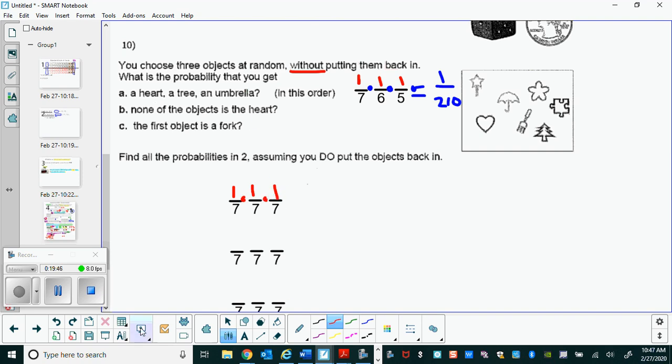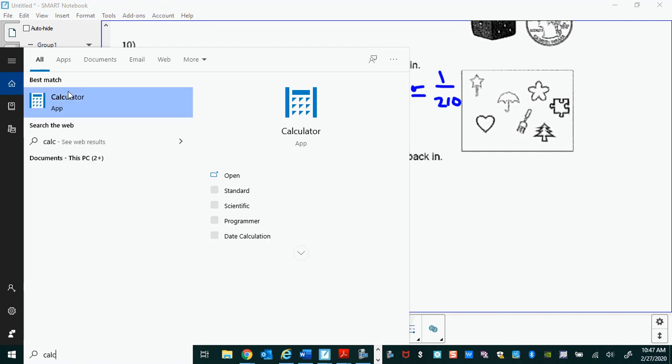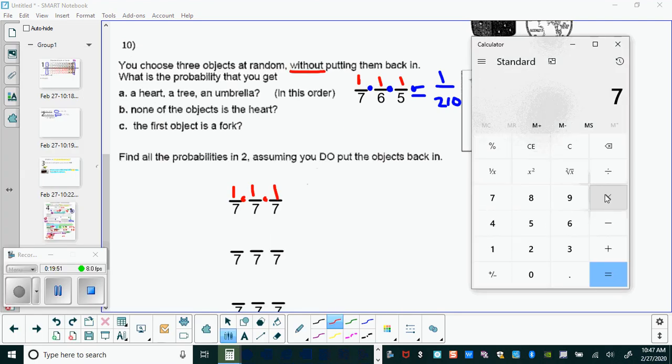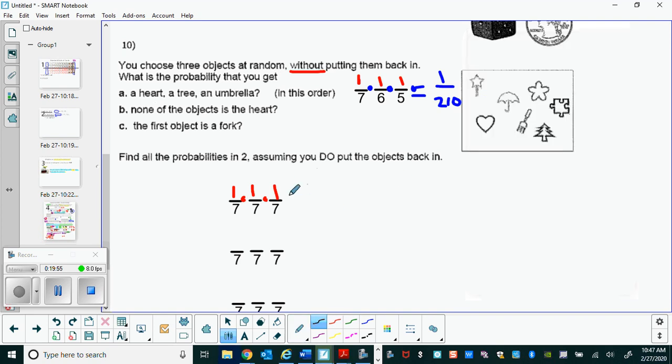And then here, when you do 7 times 7 times 7, I think it's 243. Let me double check. 7 times 7 times 7. Oh, 343. So in this case, down here, your denominator is going to be a 343, and then you have 1 times 1 times 1.